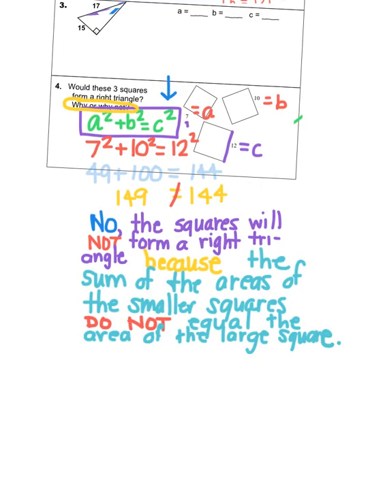So no, the squares will not form a right triangle because the sum of the areas of the smaller squares do not equal the area of the large square. Basically, in the turquoise, I've just restated what the Pythagorean theorem is. You could say, no, the squares will not form a right triangle because it does not meet the relationship found in the Pythagorean theorem. The lesson is yours.